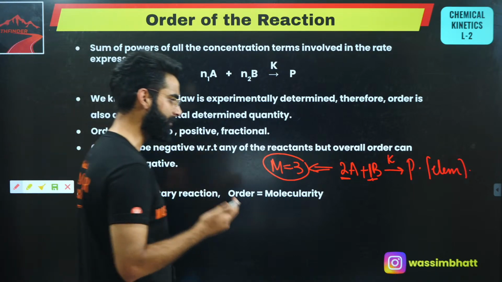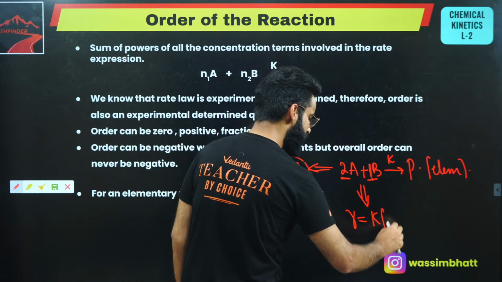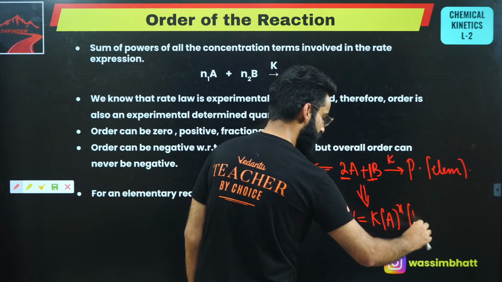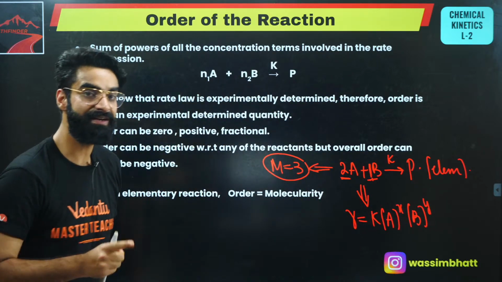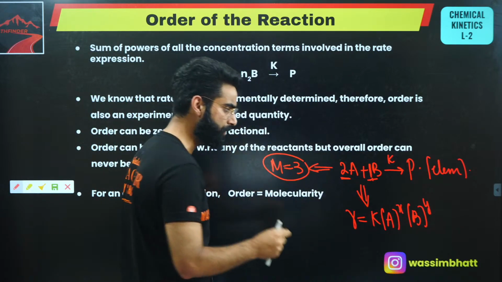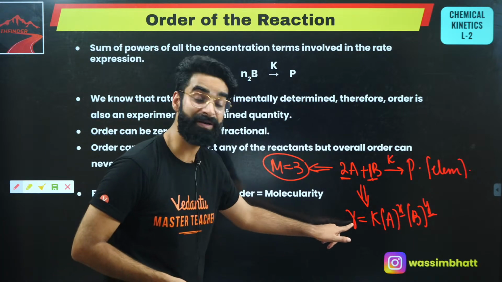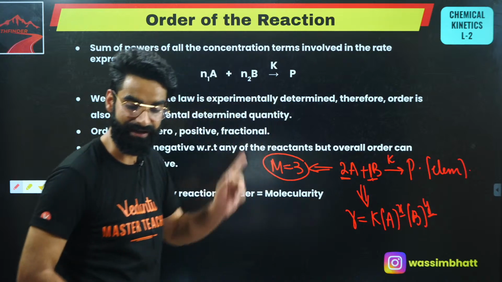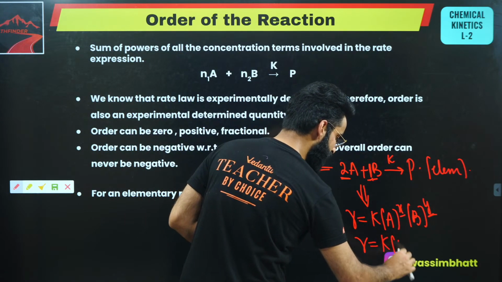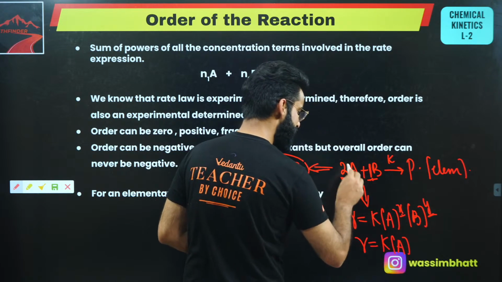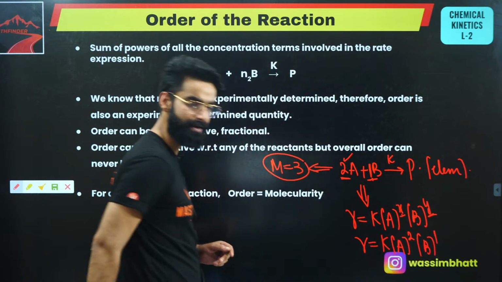Now, if I want to write the rate law for this reaction, R is equal to K multiplied by concentration of A raised to power X multiplied by concentration of B raised to power Y. This is the rate law of the reaction. But for elementary reactions, these powers are the stoichiometric coefficients, because for elementary reactions, experimentally determined rate is always equal to the theoretically determined rate. So I can write the rate directly as K multiplied by concentration of A, with the stoichiometric coefficient 2 instead of X, and the stoichiometric coefficient 1 instead of Y.